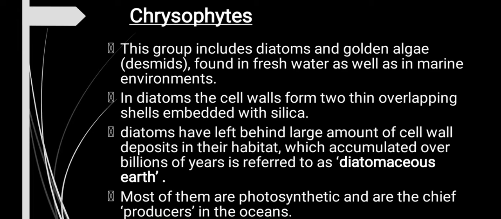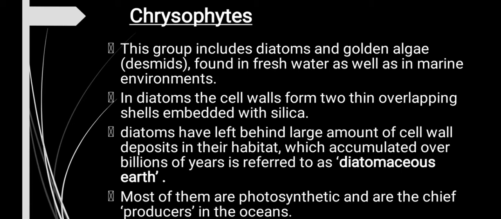Over many years, these diatoms leave behind a large amount of cell wall deposits in their habitat, where they reside. These get accumulated over billions of years, and it is called diatomaceous earth. That is, the remains of the cell walls of the diatoms form the diatomaceous earth.